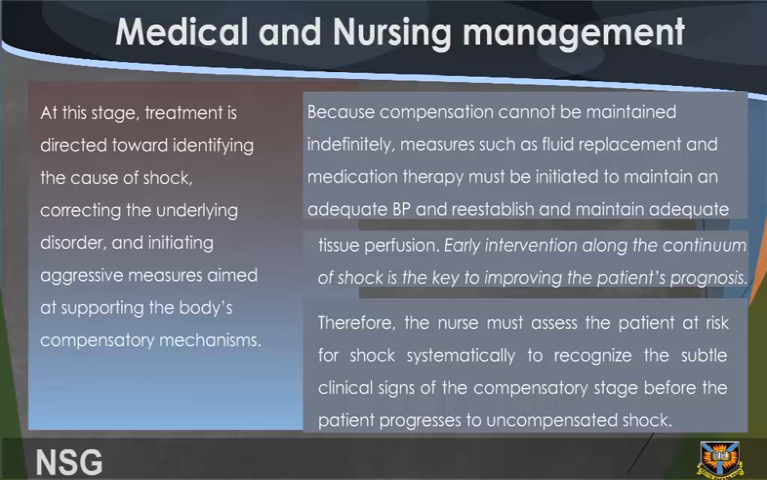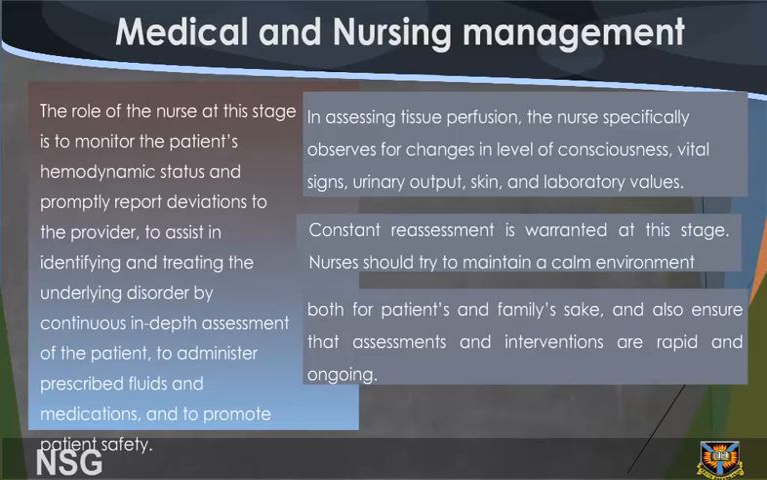Therefore, the nurse must assess the patient at risk for shock systematically to recognize the subtle clinical signs of the compensatory stage before the patient progresses to uncompensated shock. The role of the nurse at this stage is to monitor the patient's hemodynamic status and promptly report deviations to the provider to assist in identifying and treating the underlying disorder by continuous in-depth assessment of the patient, to administer prescribed fluids and medications, and to promote patient safety.